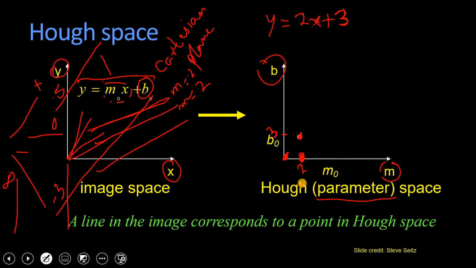Is it clear, the idea? Every line over there will be representing one dot over here. So this is just giving you an idea. A line in the image space is a dot in the parameter space. That's given over here below. A line in the image corresponds to a point in the Hough space. That's a very important point. If it's not clear, pause here, discuss with each other, ask me in the group, and then you continue.